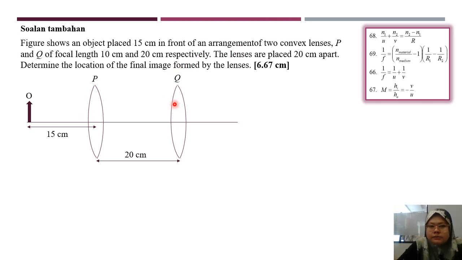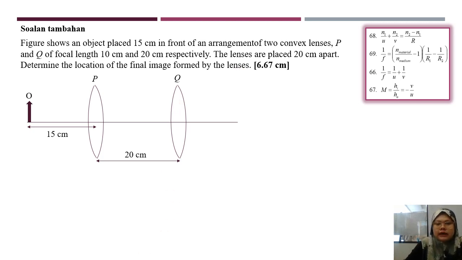We have two lenses P and Q. Focal length dia 10 cm dengan 20 cm respectively. So the focal length is positive. Okay, the lenses are placed 20 cm apart. So between P and Q, the distance is 20 cm. Determine the location of the final image formed by the lens. Dia nak final image form.